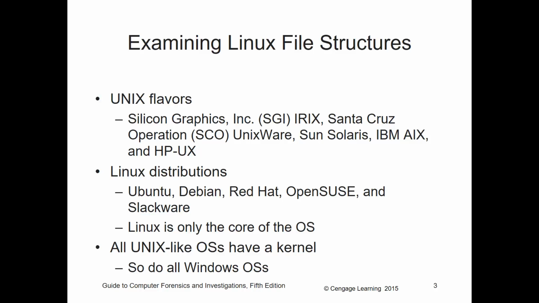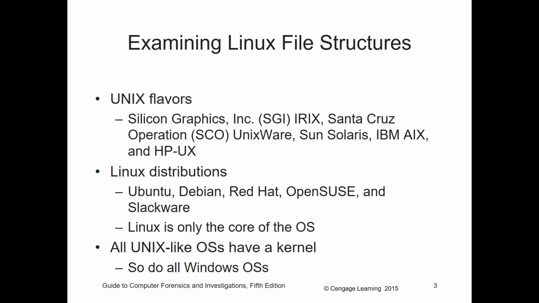Different types, like Sun Solaris or IBM AIX, those are common Unix flavors. Not so much common anymore, but they're still out there. There are some dated systems that use them, but Linux has been slowly taking over that Unix marketplace.